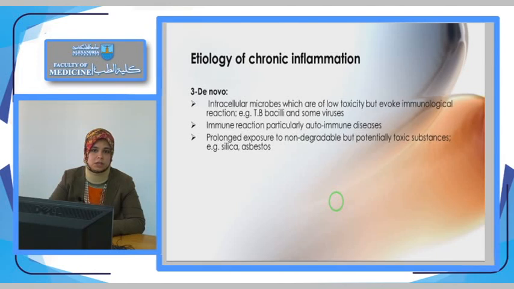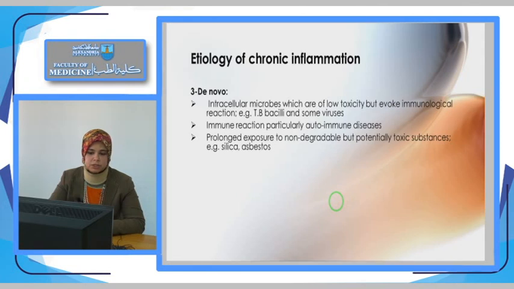Or the chronic inflammation is de novo, meaning it starts from the beginning as chronic inflammation, not preceded by acute inflammation. De novo means new, it starts from the start as chronic inflammation. Intracellular microbes, when they are of low toxicity but evoke an immunological reaction, especially certain types of bacteria like tuberculous bacilli or TB bacilli, and some viruses. When these bacteria or these types of viruses infect the body, their effect will be chronic inflammation from the start.